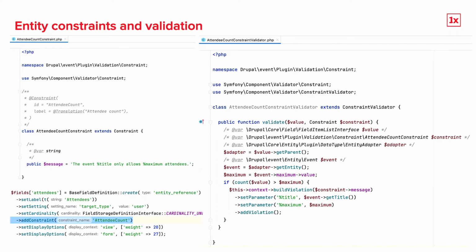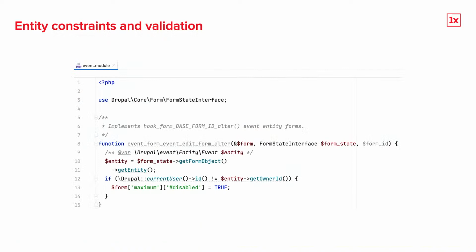Then we create a constraint, attendee count. We have a constraint class and we have a constraint validator class. The constraint class has only the validation error message. And then the validator class gets as a value input the attendees field, and then it checks the count of the attendees and compares it to the maximum value that is saved on the entity in the maximum field. And if the count is bigger, then a violation will be added to the context and will be printed to the user.